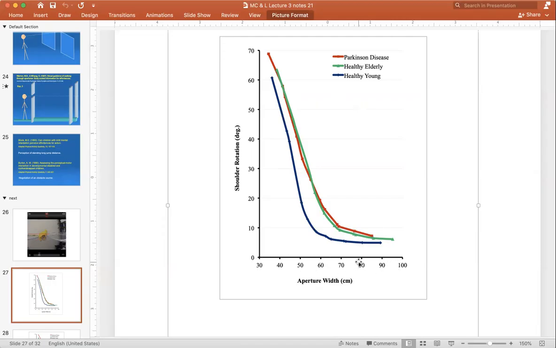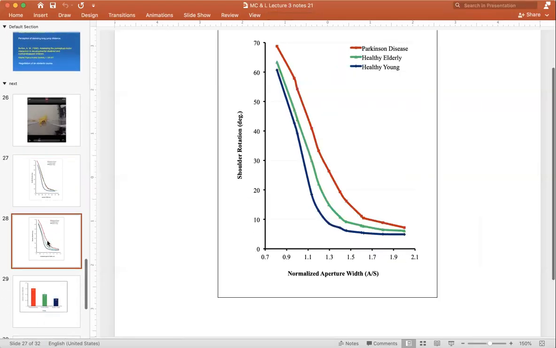So then what we did, we plotted this absolute width as a percentage of each person's shoulder width, and we got this graph. Okay, now you can see there the Parkinson's and the healthy individuals separate because their shoulders, for some reason in this case, were not the same width. This is the most important graph.